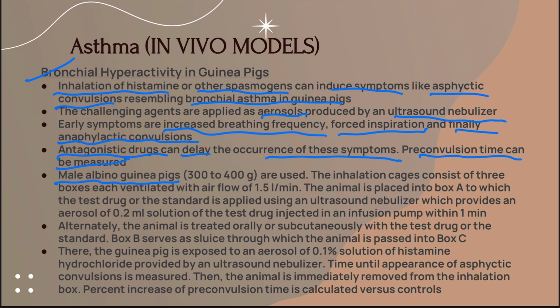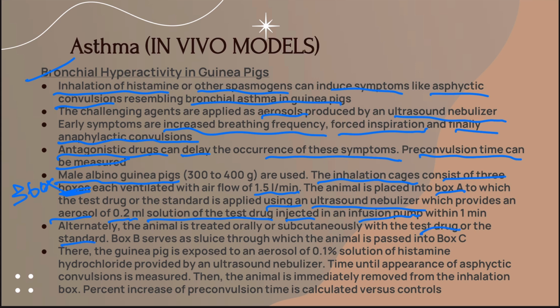The inhalation cages consist of 3 boxes, we have to remember 3 boxes, and each is ventilated with an airflow of 1.5 liter per minute. The animal is placed into box A, to which the test drug or the standard is applied using an ultrasound nebulizer, which provides an aerosol of 0.2 ml solution of the test drug injected in an infusion pump. Alternatively, the animal is treated orally or subcutaneously with the test drug or the standard.